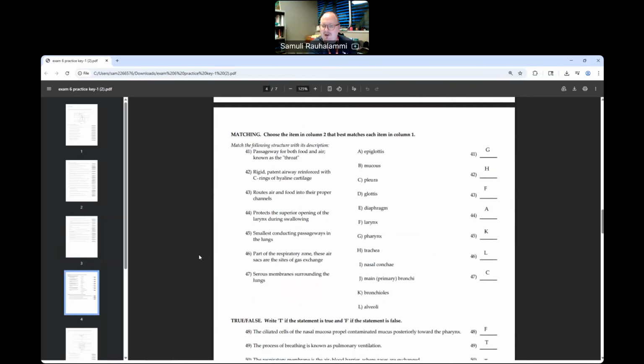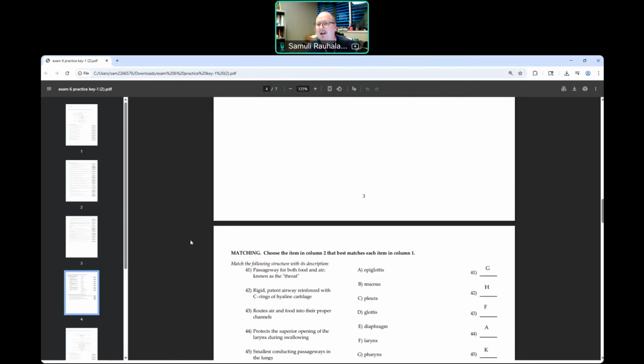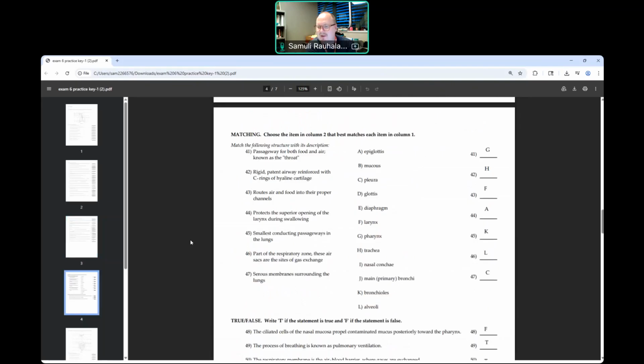And off we go to the fourth page. Here we are matching terms with descriptions. Question 41 notes the pharynx, signified by letter G, which is the passageway shared by both food and air. Question 42 talks about the trachea, symbolized by letter H, which is our windpipe, the airway that was reinforced by these C-shaped cartilage rings.